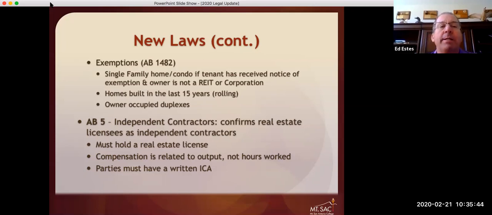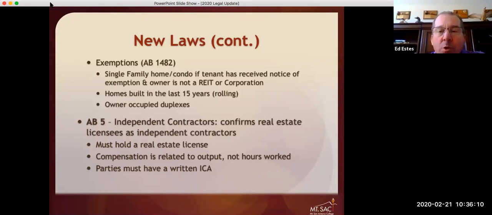All right, so let's go to AB5. AB5 is pretty straightforward for all of us. AB5, of course, is that independent contractor qualification. It is currently going to be challenged on the ballot box by Uber because it's going to blow a hole in their business plan. But the nice thing for real estate licensees, it's created an exemption for us.